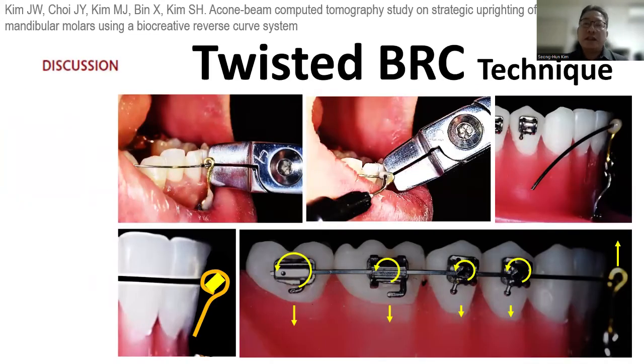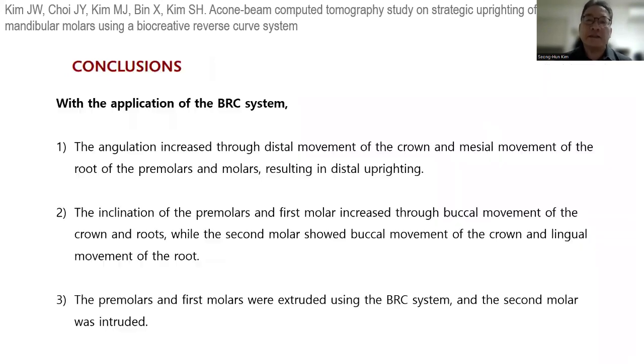Through this 3D evaluation of the BRC system, the twisting technique can be applied in the BRC system to reduce unnecessary extrusion of the premolars and molars, especially in hyperdivergent pattern patients. In this novel modification of the BRC system, the main difference is the change in the angle of insertion of the reverse curved nickel-titanium wires in the brass wire connector. This adjustment increased the intrusion force on the molars, thereby increasing the amount of uprighting.